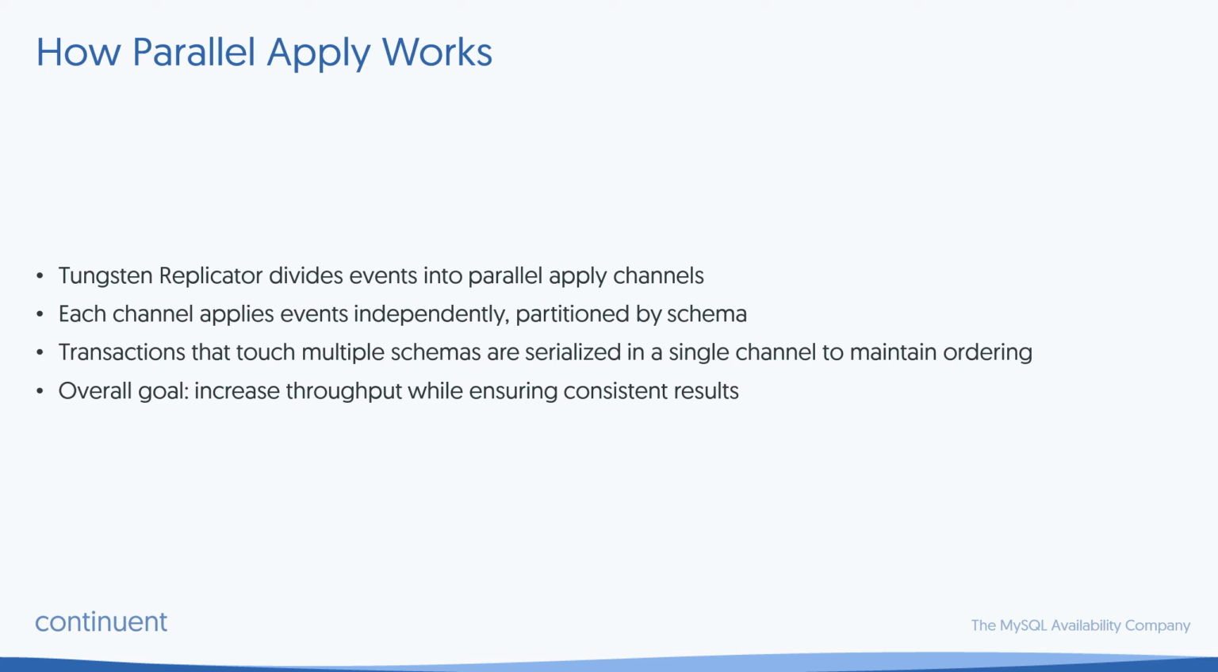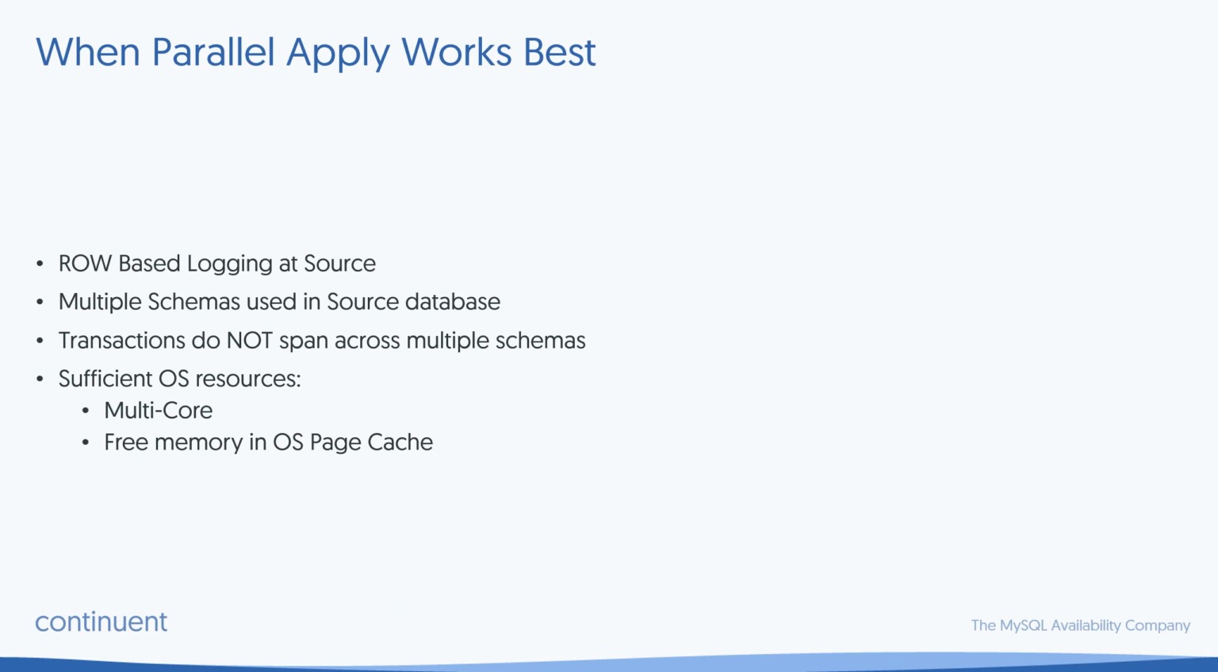The result is higher throughput for workloads that update independent data sets while maintaining correctness for those that overlap. In summary, if your database has multiple schemas and transactions do not cross schemas, then parallel apply will provide massive performance gains. Parallel apply shines when transactions are naturally independent. You must use row-based logging to ensure the replicator can correctly identify and distribute the transactions. It works best with multiple schemas and, most importantly, transactions that do not span across them. There are additional overheads at the OS level that should also be considered, ensuring the host has the power to process the workload and enough memory in the OS page caches.